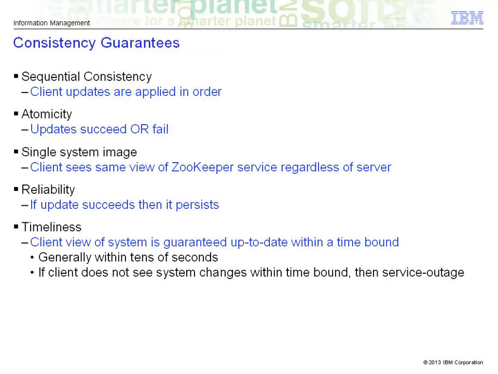The single system image guarantee states that a client will see the same view of the Zookeeper service regardless of the server in the ensemble that it is connected to. The reliability guarantee means that if an update succeeds in Zookeeper, then it will persist and not be rolled back. The update will only be overridden when another client performs a new update. Finally, the timeliness guarantee means that a client's view of the system is guaranteed to be up to date within a certain time bound, generally within tens of seconds. If a client does not see system changes within that time bound, then the client assumes a service outage and will connect to a different server in the ensemble.